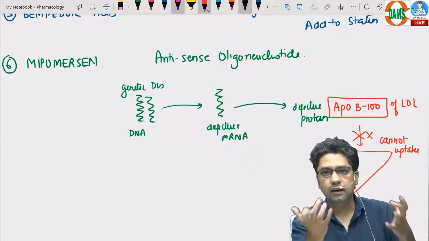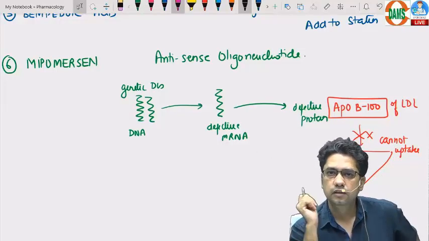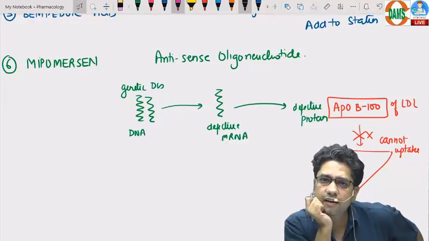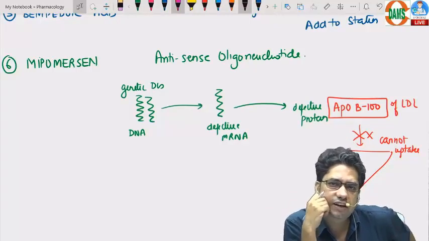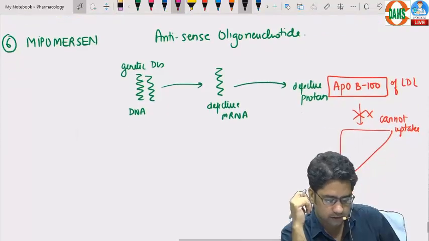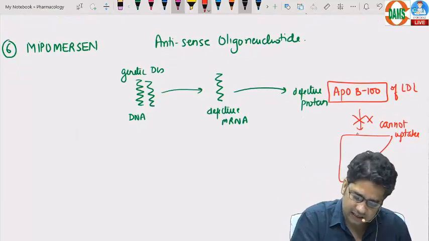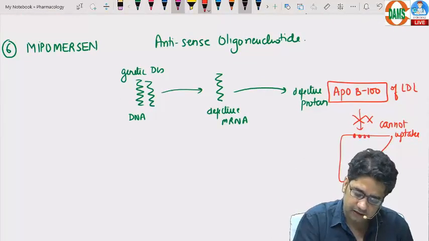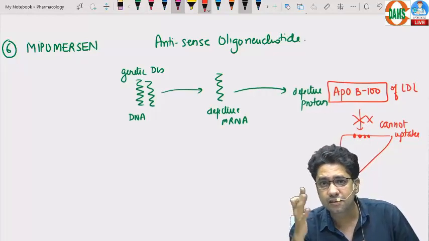इसको लिवर अपटेक नहीं कर सकता ब्लड में. सर एक बात बताओ, इस बीमारी में स्टेटिन्स काम करेंगे? In this disease do you think statins will be effective? Tell me बच्चों. Statins, they increase LDL receptor on liver, but this ApoB100 is defective. In this bimari, statins are not effective.